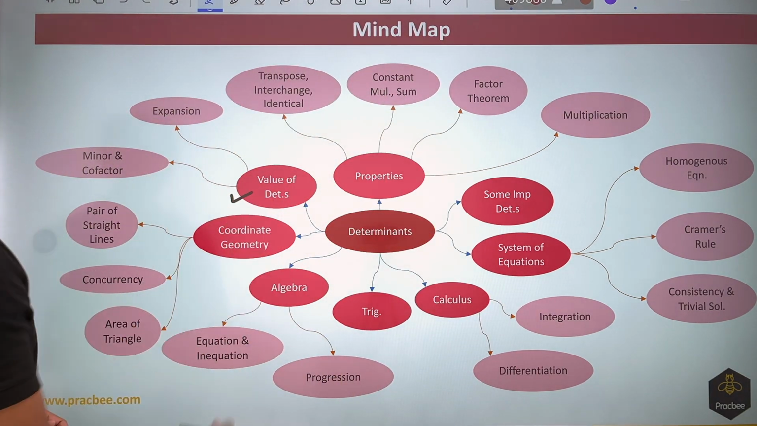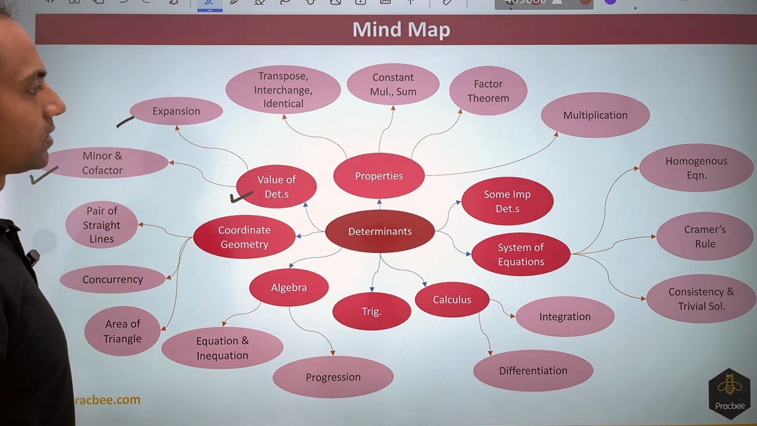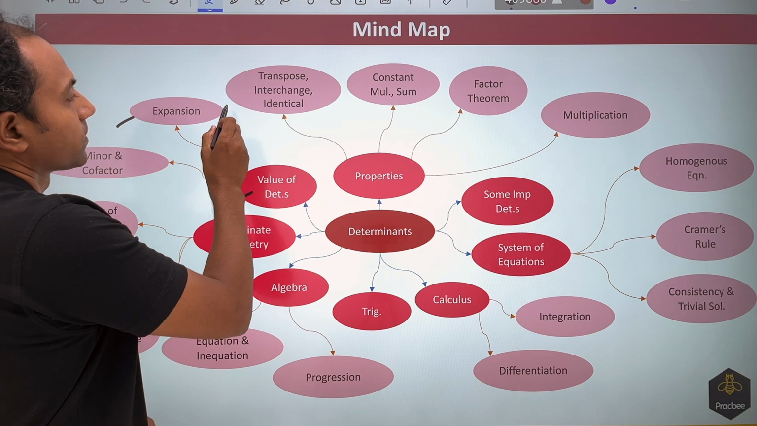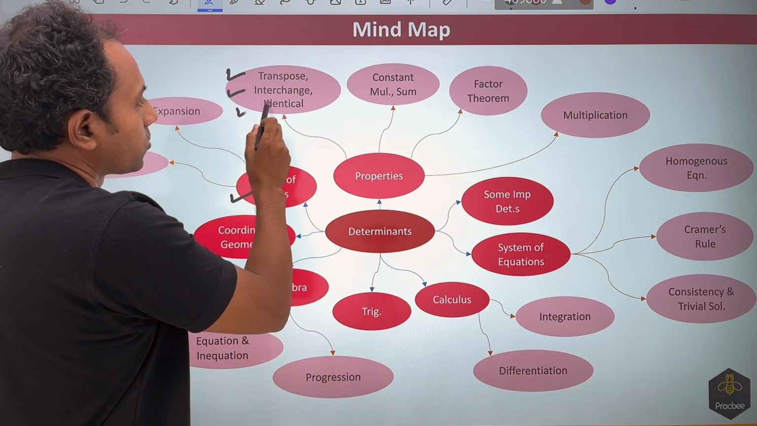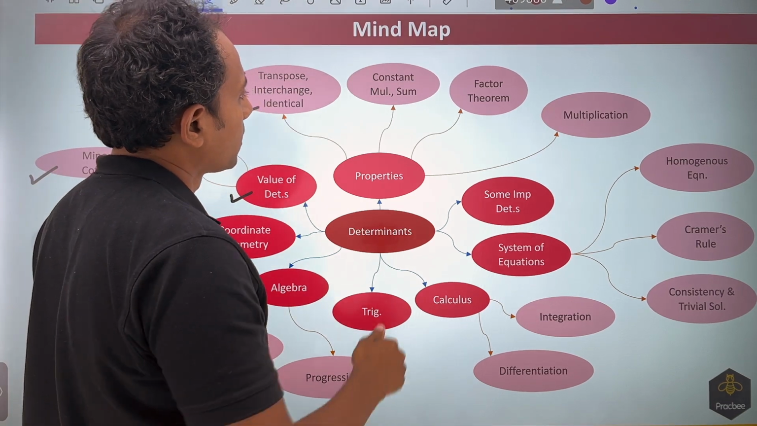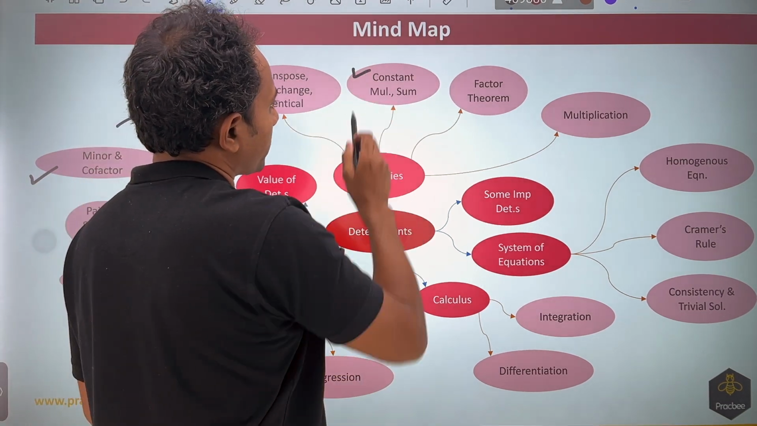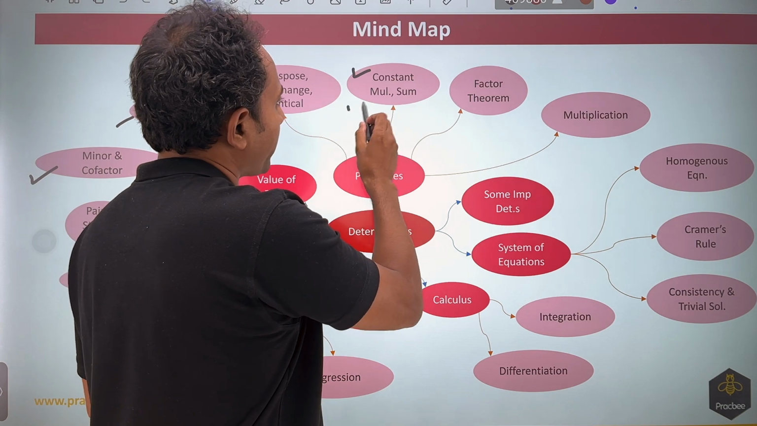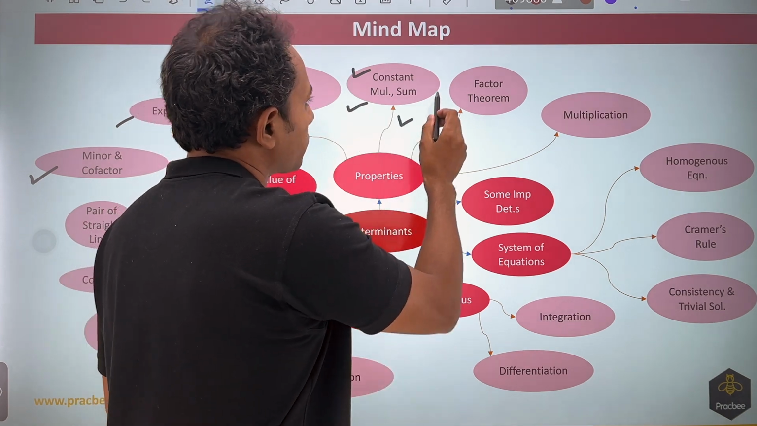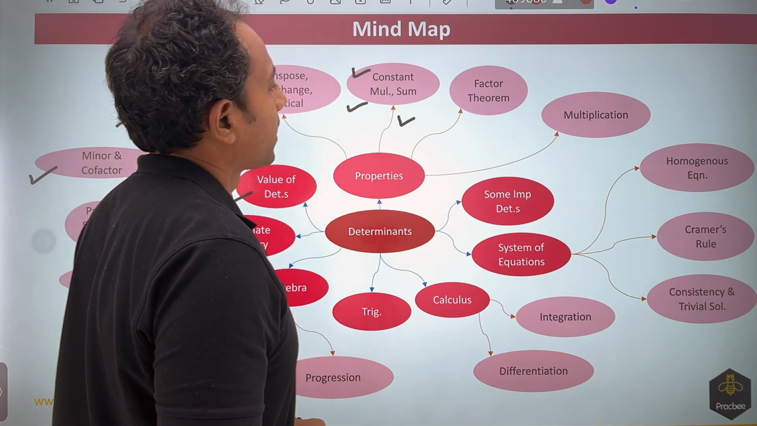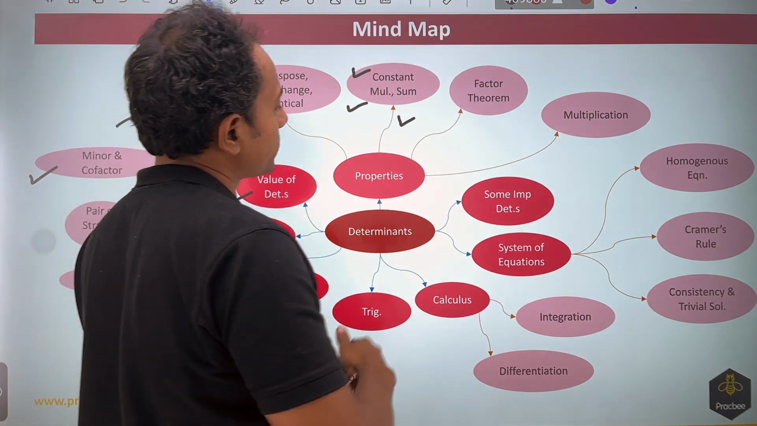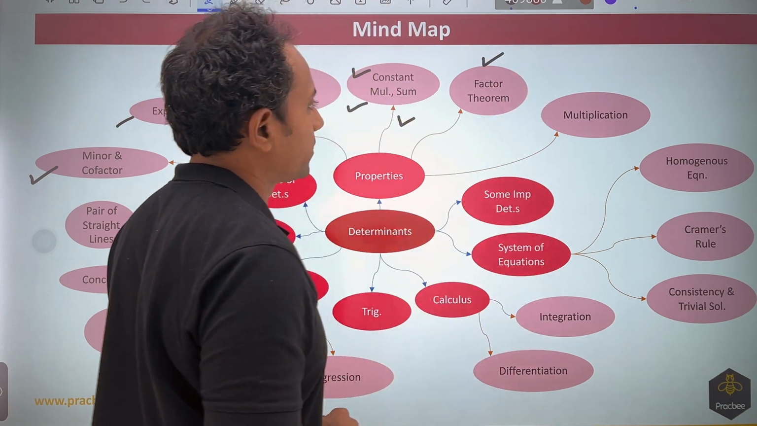by finding the value of determinant using the concept of minor, cofactor and expansion of determinant. Then we go into the properties. What happens to the transpose, interchange of rows and columns, being identical. How can we multiply a constant? How to multiply matrices? How to find the sum of two matrices? Determinants of two matrices. And then we move towards the idea of factor theorem to find the value of determinants.